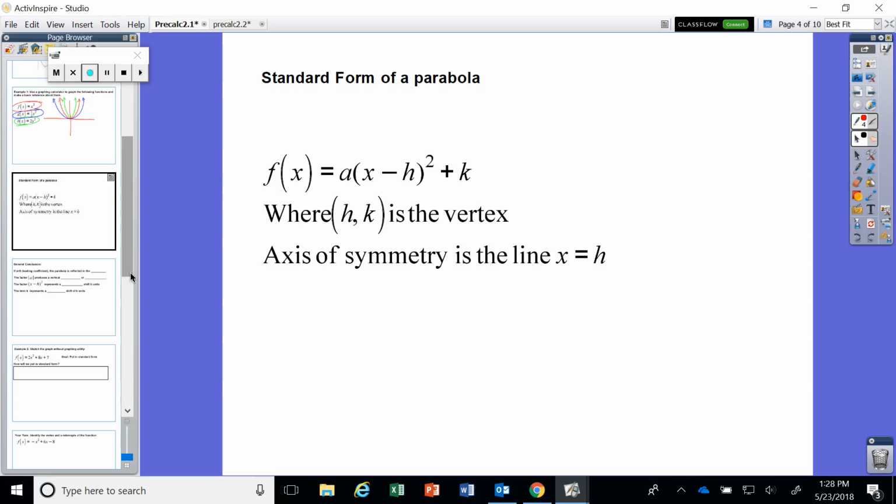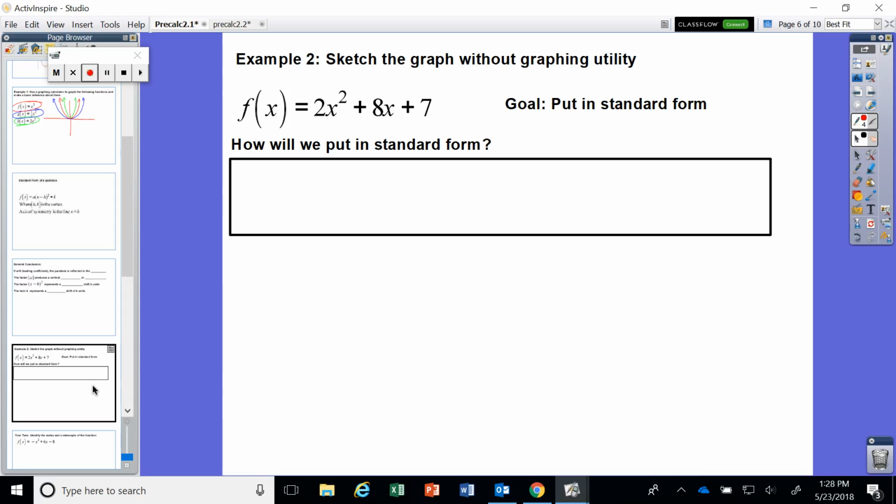So as we continue to push forward and move along through some of these, what are some ways that we can maybe utilize this a little bit more? And so let's take a look. So example 2, all right, it says sketch the graph without a graphing utility, and the goal is to put it into standard form itself. Now, how are we going to put this into standard form? Well, it depends how much you remember from Algebra 2. In fact, how much you remember from Algebra 1?